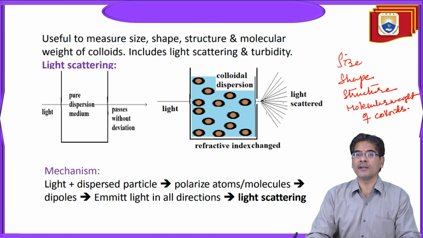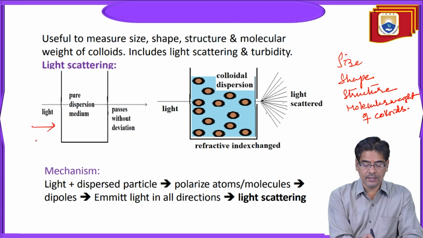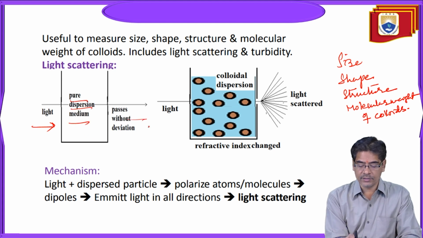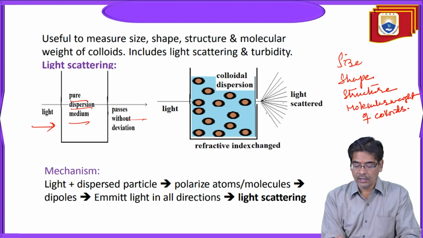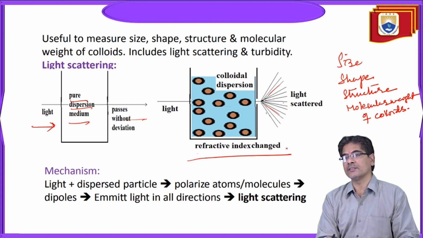If you see here, this is a light that is allowed to fall on a pure dispersion medium, and it passes without deviation. And this is the colloidal dispersion, where light is scattered in different directions, and the refractive index is changed.